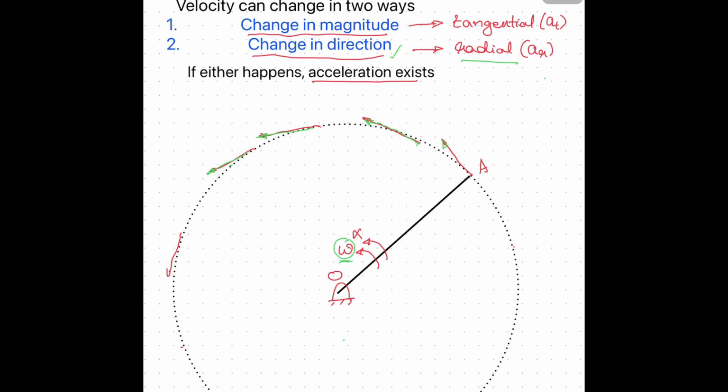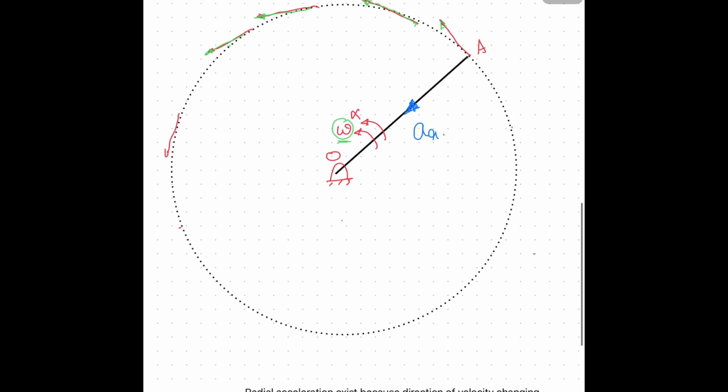Now, in which direction does the radial acceleration exist? This is the radial acceleration. The radial acceleration exists because the direction of velocity is changing. It is always directed towards the center of rotation.